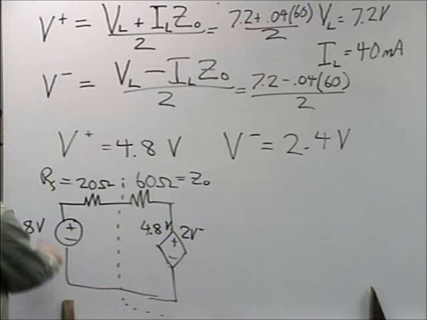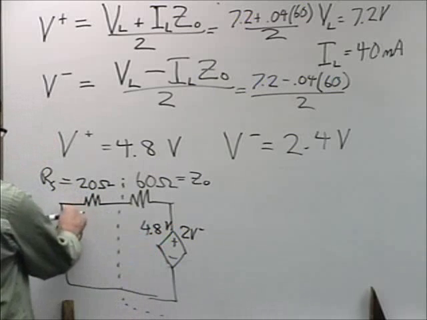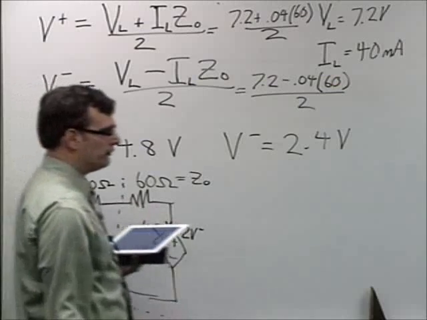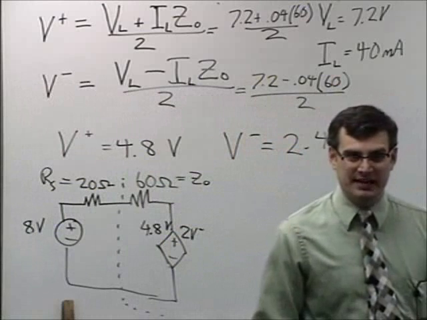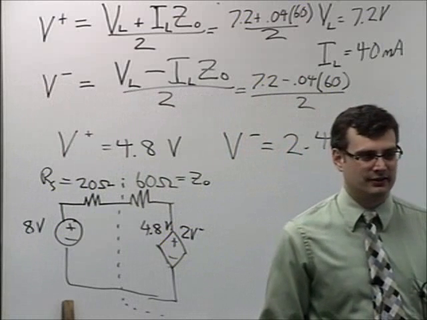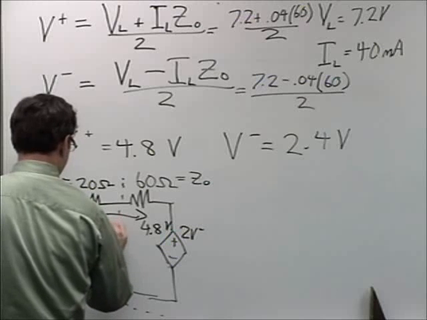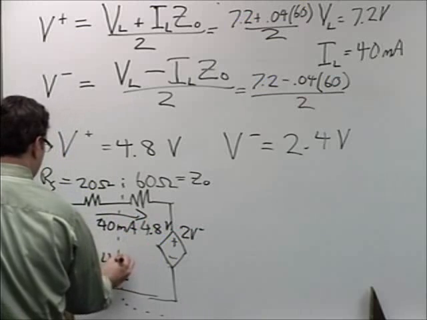Well, let's see. I've got 8 volts over here, 4.8 over here. That means there's a 3.2 volt drop across there. 3.2 volts across an 80 ohm resistor. Guess how many milliamps that is? 40. 40 milliamps going into and out of the source side of the transmission line.